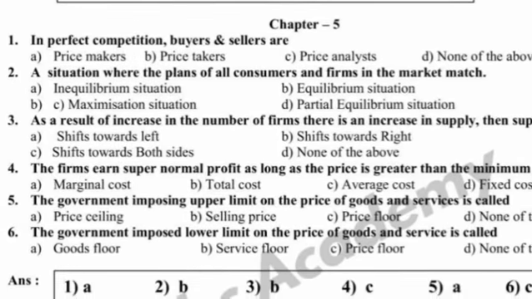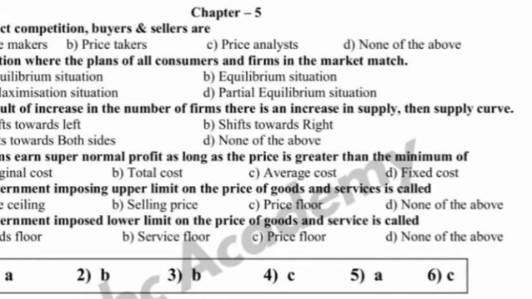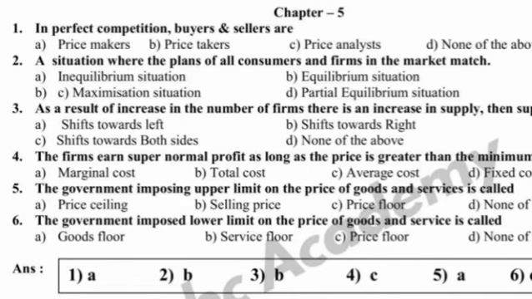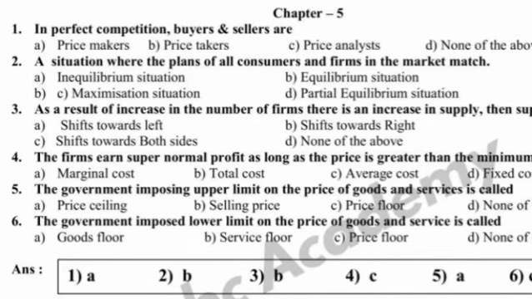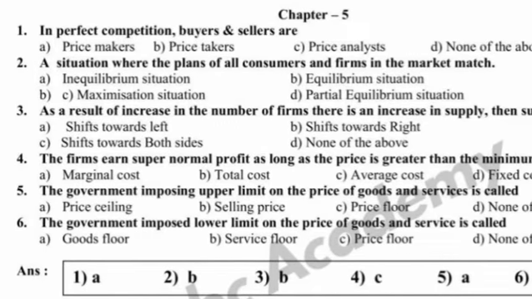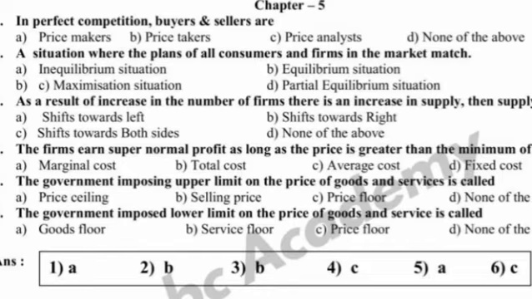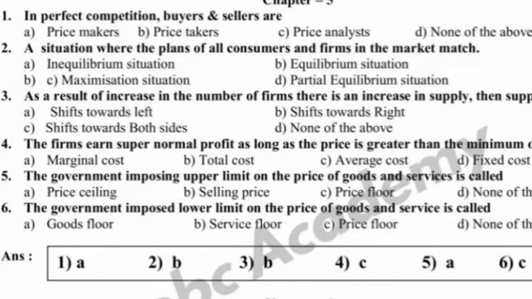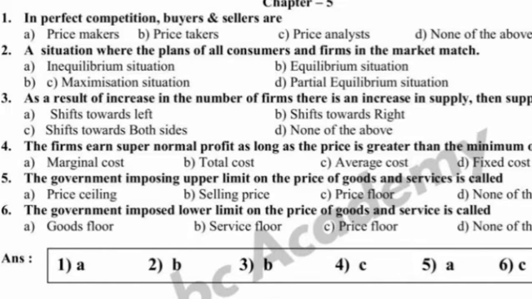Now, third one, as a result of an increase in the number of firms, there is an increase in supply. Then the supply curve: option A, shifts towards left; B, shifts towards right; C, shifts towards both sides; D, none of the above. So the correct answer is option B, shift towards right.